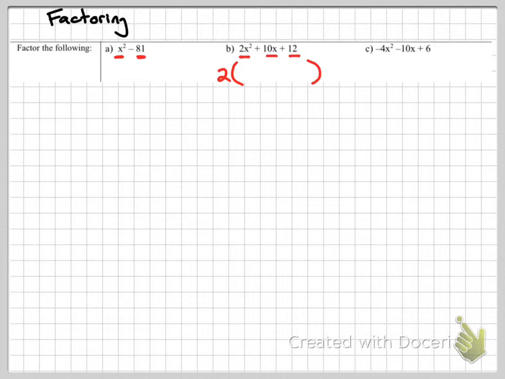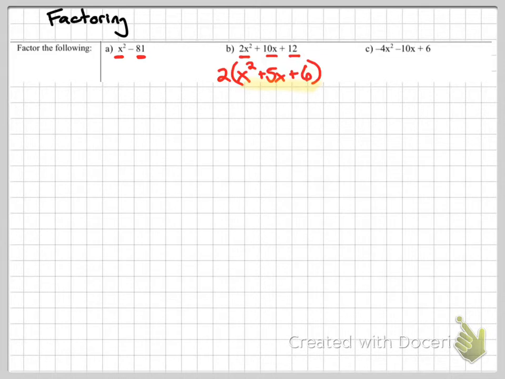If that 2 disappeared right now, you'd already be down to 66% for the grade on this one. The 2 does not disappear. It gets pulled out front, factored out front. When I divide by 2, I get x squared. When I divide by 2, I get 5x. And when I divide by 2, I get 6. When I come back to this, I'm going to continue factoring this piece. Let's finish GCF before we forget, though.